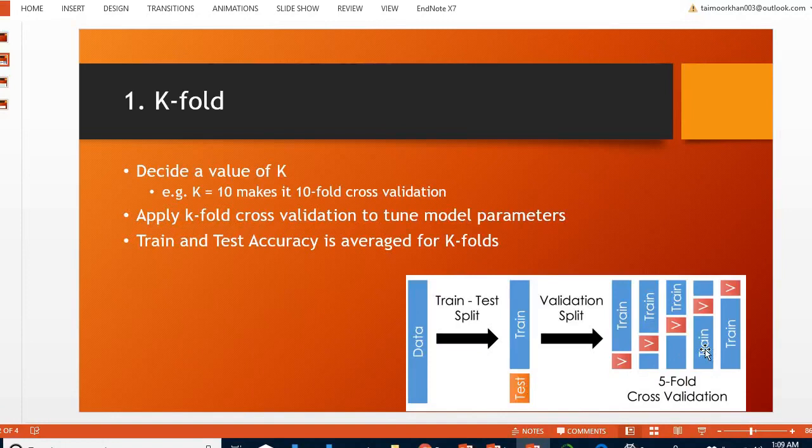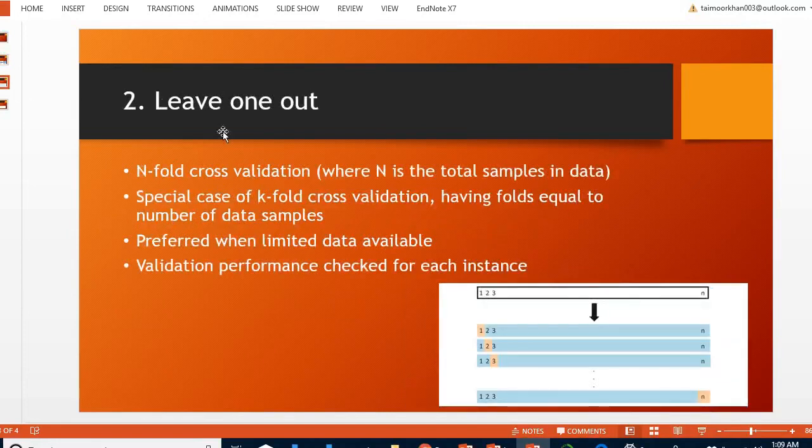The process is repeated 10 times, each time with a different set of instances, and then the accuracy across all the 10 experiments is averaged to give the accuracy of the model. If the value of k is 5, the training data is separated into 5 parts, the model is trained on 4 and tested on 1, and each time we test it on a different subset and average all the accuracies. So this is how k-fold cross-validation works.